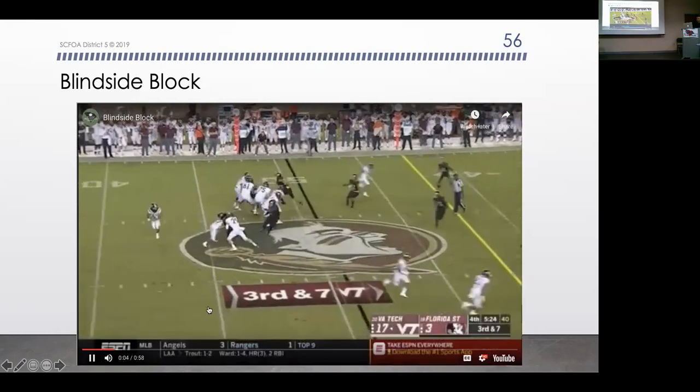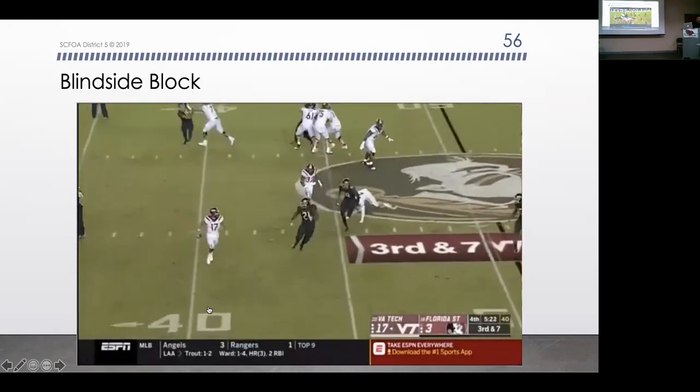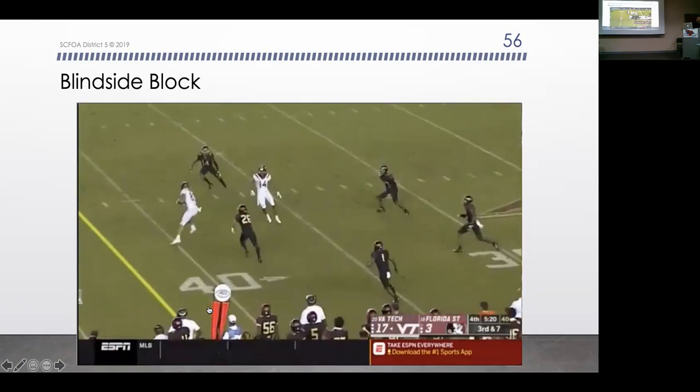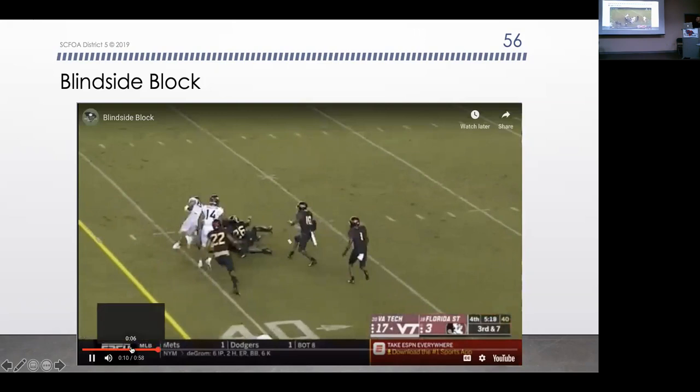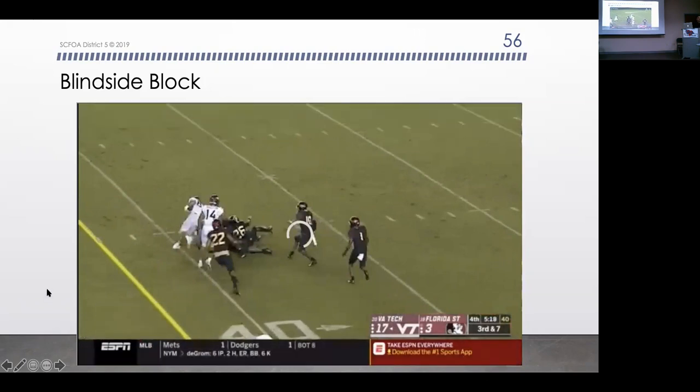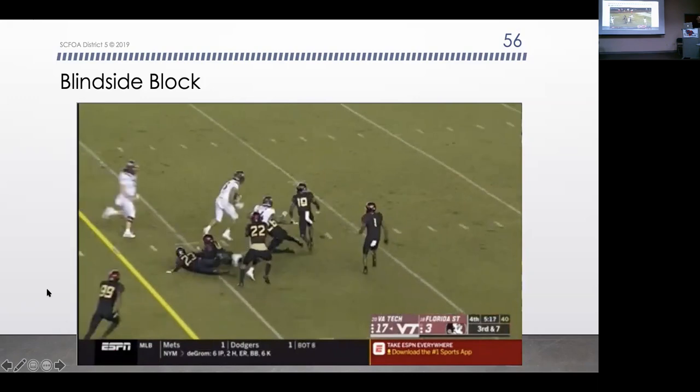They might be young, but they are long and lean and athletic. That's what we're eliminating here: that shoulder into the chest.